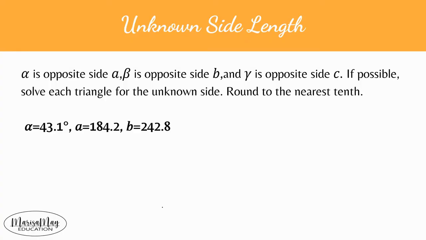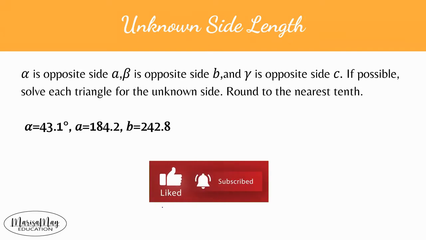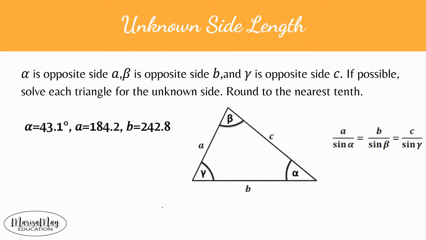In this video, we will look at solving a triangle. Now, this means that we will be finding the missing parts of the triangle. So let's take a visual here. We're told that alpha is opposite side A and that beta is opposite side B and gamma is opposite side C. So let's label some of the measurements that we have.